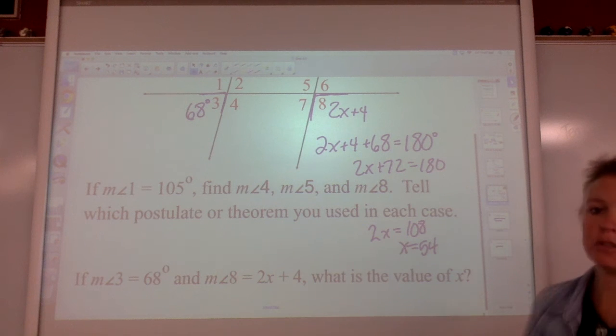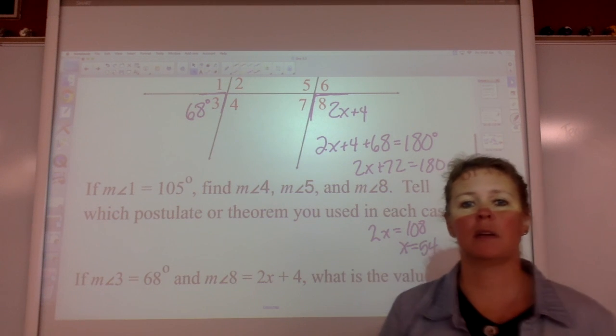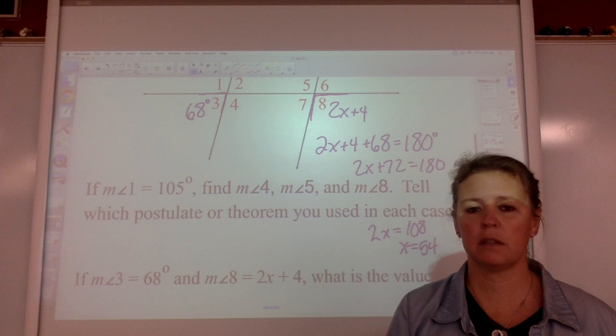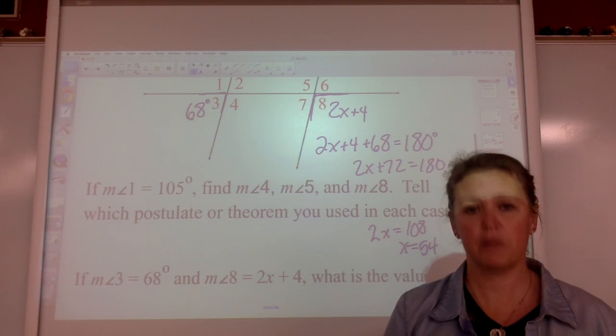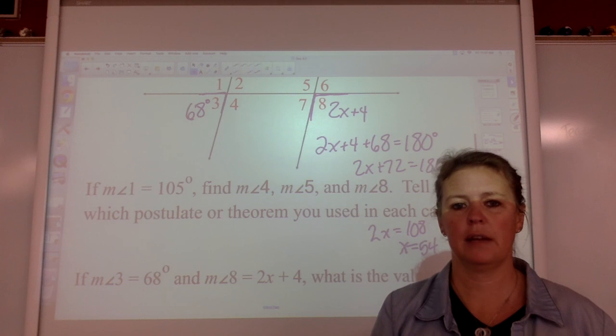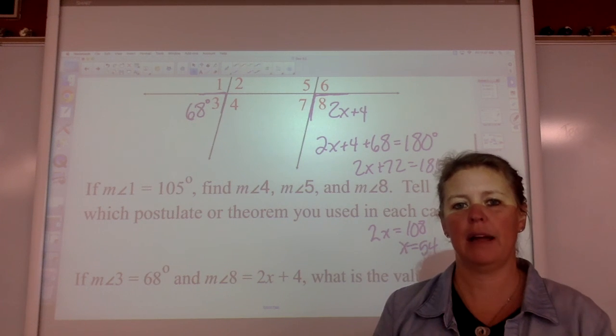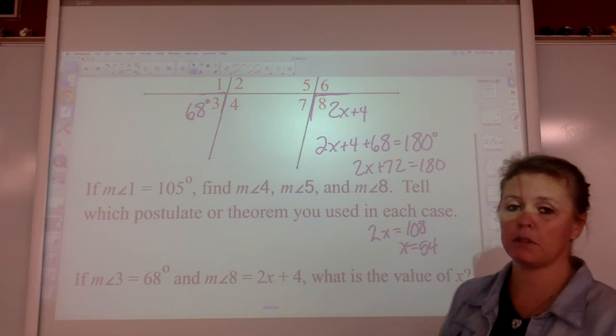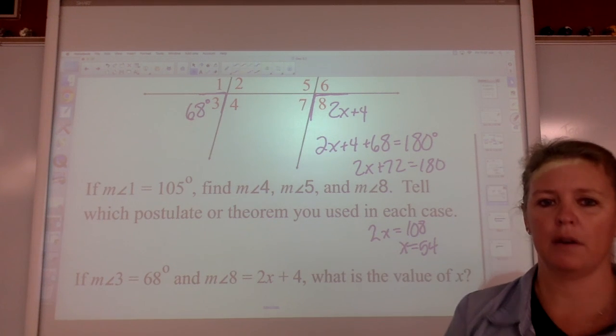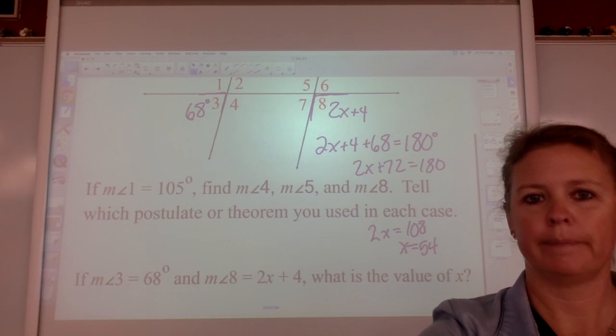All right, that's it. Try to do your homework without looking at your notes and finding corresponding, alternate interior, alternate exterior, and consecutive interior, linear pair, vertical angles. But if you need them, use your flashcards, and just keep getting better and better at not looking back at them as much as you can. But definitely double check when you do your daily quizzes and your homework if you're not sure. All right, that's it.